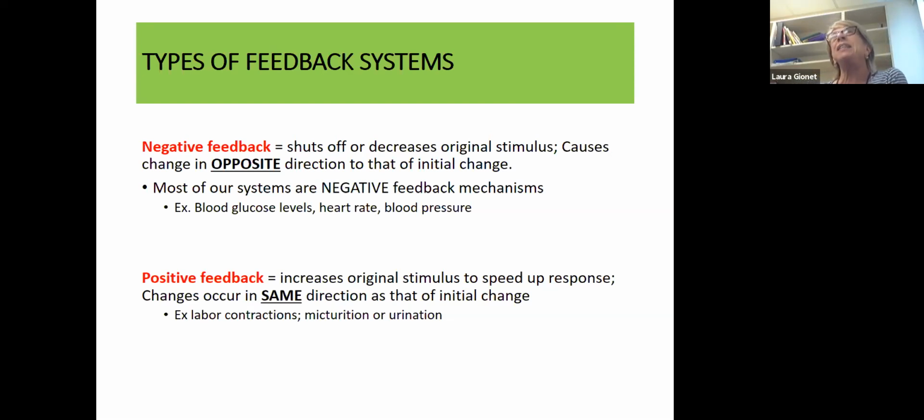Most clotting mechanisms are positive feedback as well. They will keep clotting and developing a more significant clot until finally we stop it by using different enzymes, hormones, so to speak, and different products like plasmin to dissolve the clots.